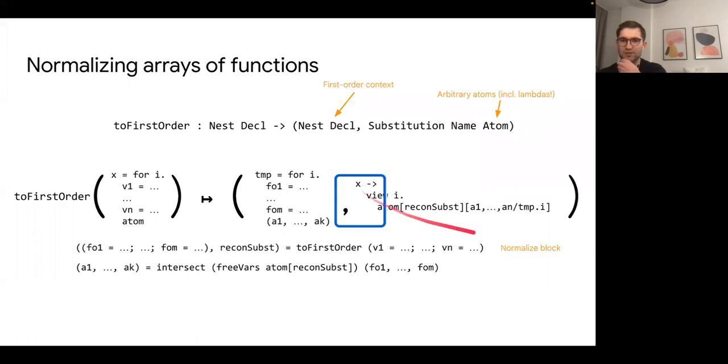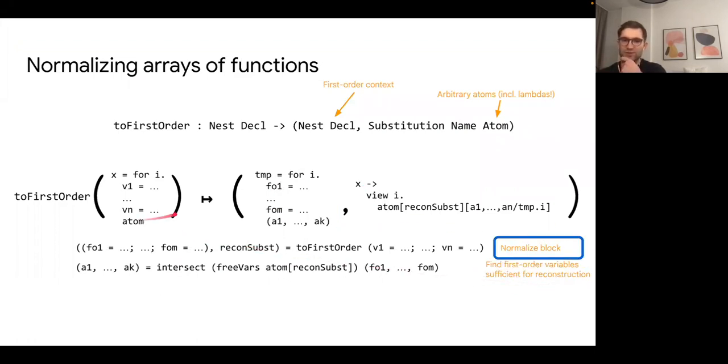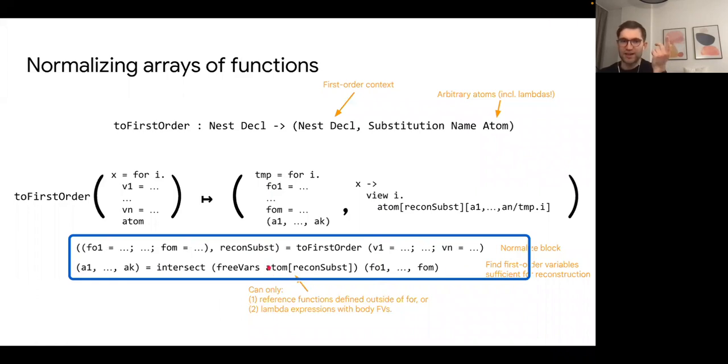And then to produce the substitutes, you normalize the block. You find those first order variables defined in the for loop, which is what this intersection does, sufficient for this reconstruction. In particular, if this atom was a function itself, right? So if this was defining a for loop of a function, the nice thing now is that all of the function typed atoms in there can either be functions that are defined outside of the for loop, and so the intersection will just eliminate those because they will not go out of scope as we exit the for loop, or they are lambda expressions that mention some first order free variables that are defined in this body, right? But if they are lambda expressions that mention those variables, then well, we can reconstruct them pretty easily, right?